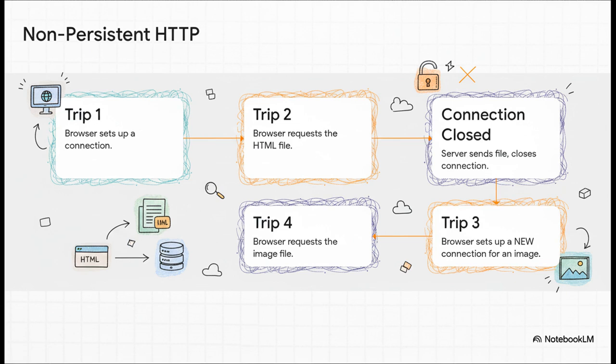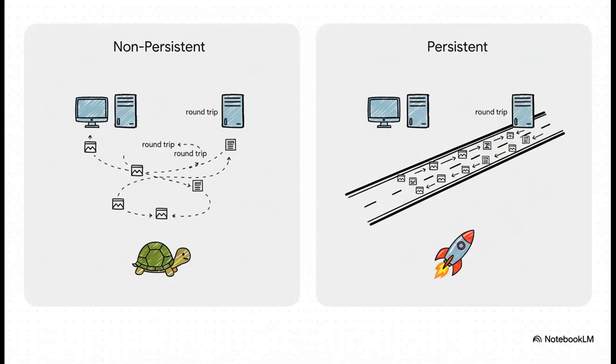Just awful. So to solve this, persistent HTTP was introduced. The idea is simple but totally brilliant. Just keep the connection open. Instead of hanging up the phone after one sentence, the client and server keep the line open, letting the browser rapidly request all the different page elements over that single connection. This one change cut down on delays like crazy and is a huge reason the web feels so fast today.